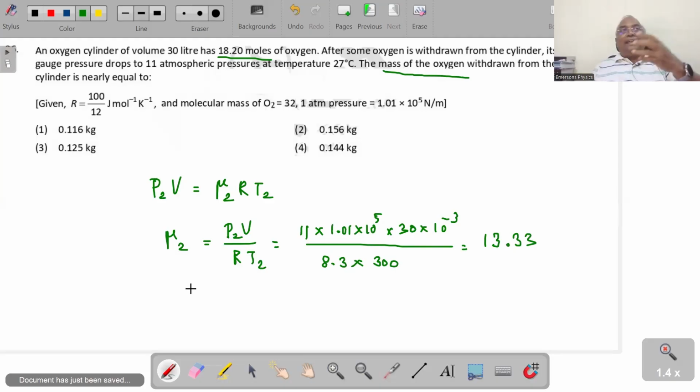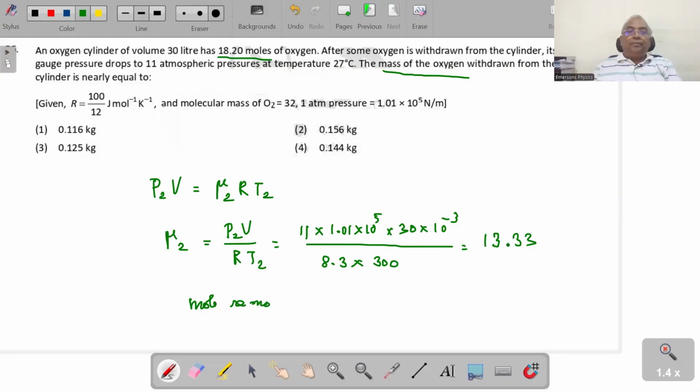So what is the number of moles taken out? The moles removed from the container is 18.20 minus 13.3 moles, which is equal to 4.9 moles. It is enough to find the mass corresponding to these moles.